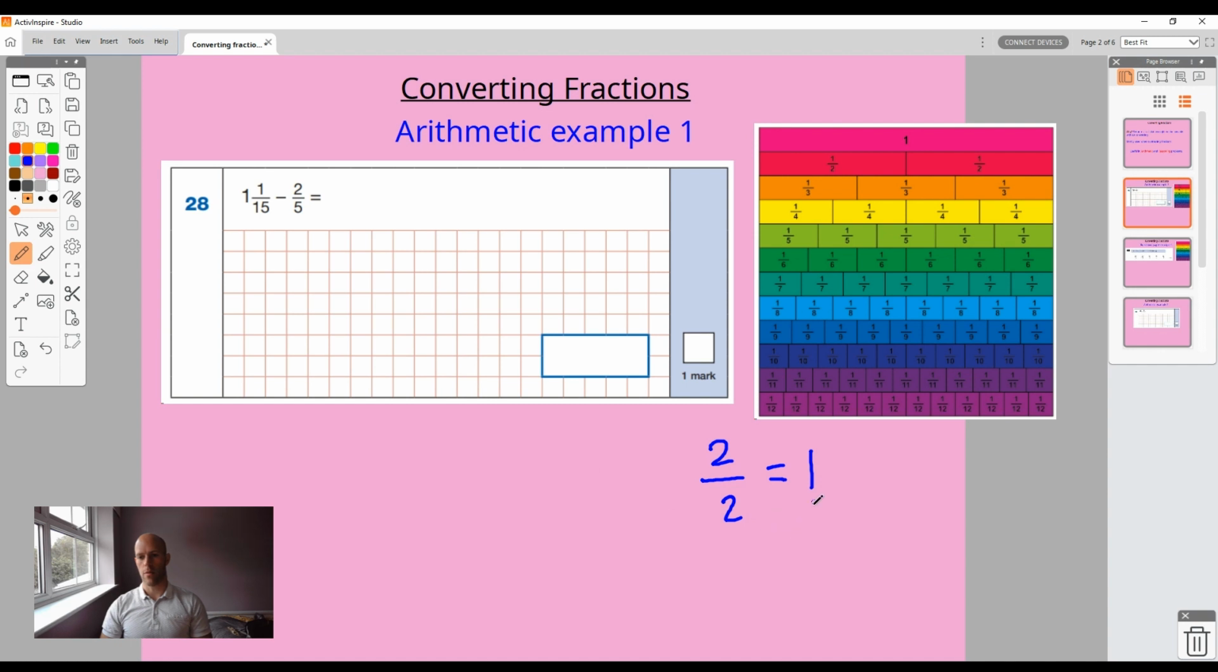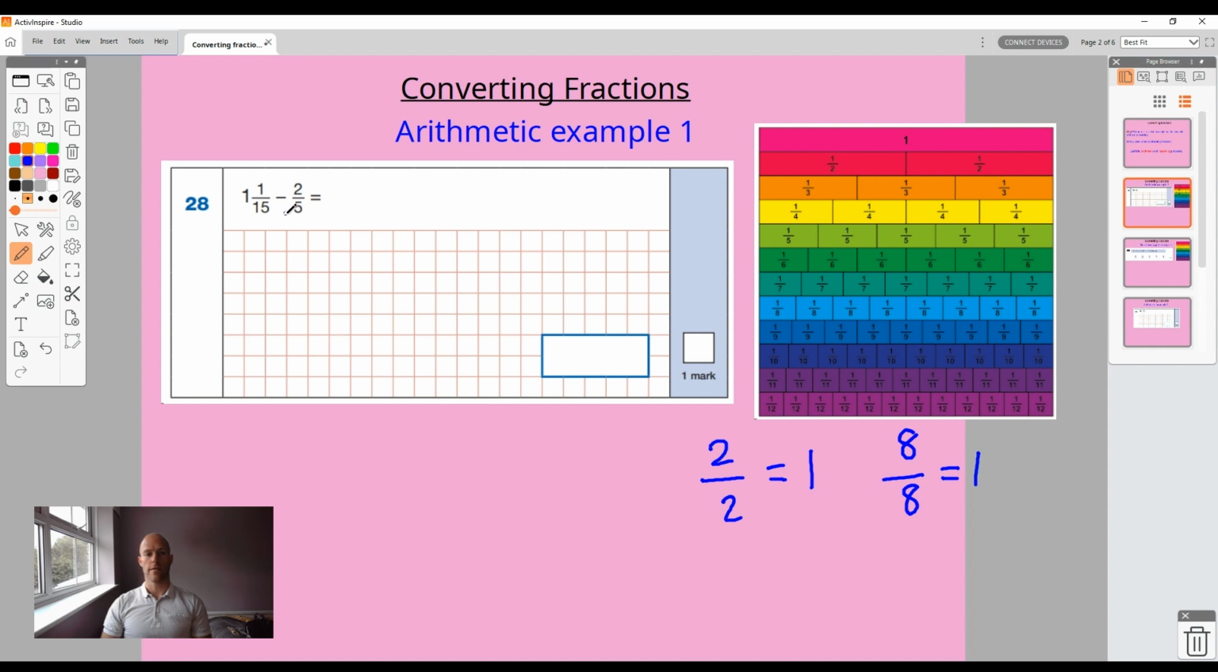That method continues the whole way down. If we look at eighths, for example, 1, 2, 3, 4, 5, 6, 7, 8. 8 eighths equal 1. It may seem like common sense, but it's going to be a very important part of converting the fractions is to remember what we're breaking them into. So over here, we have 1 and 1/15 take away 2/5.